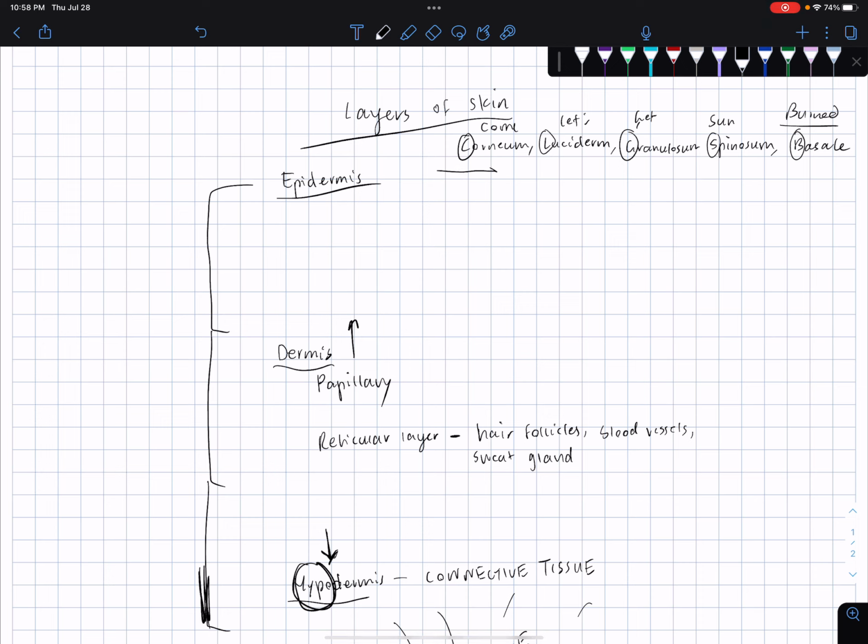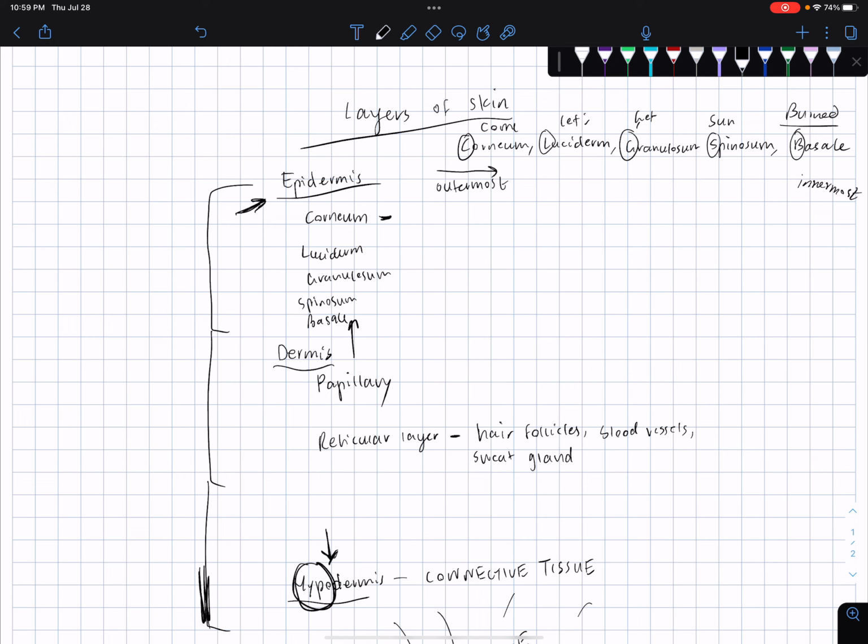And this mnemonic is listed from outermost, which is the corneum, to innermost. So if we write this in terms of how it is oriented regarding the epidermis, first we have the corneum, then we have the lucidum, then we have granulosum, then we have spinosum, then we have basale.